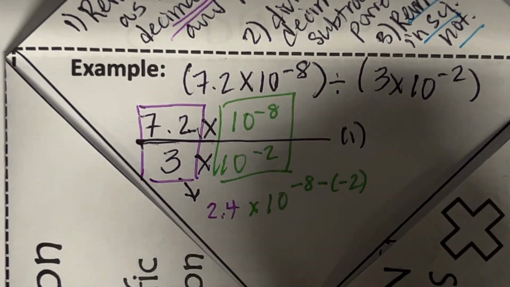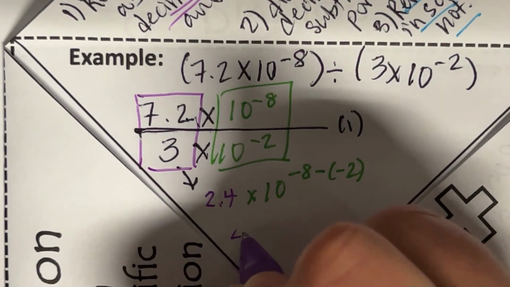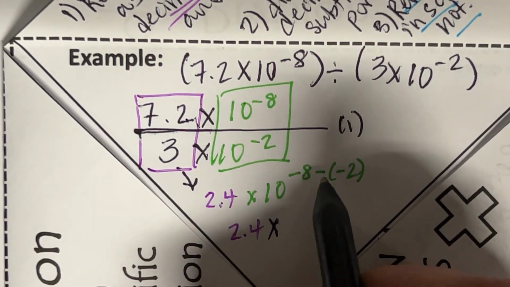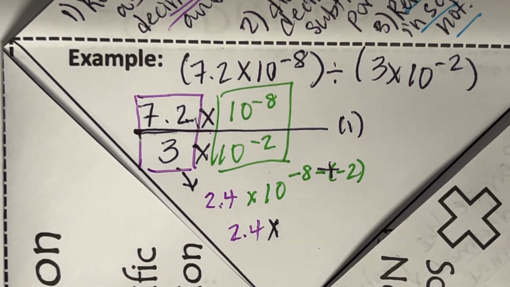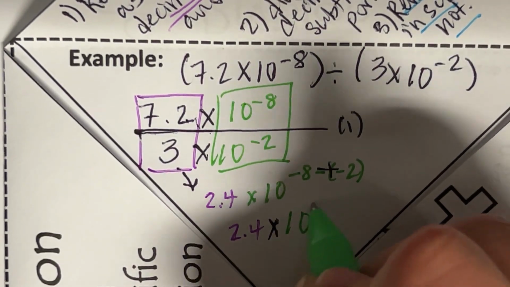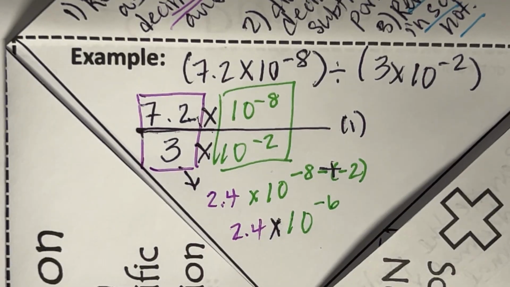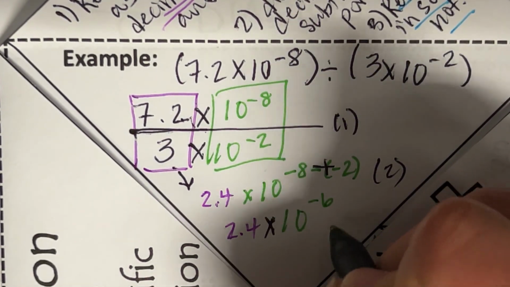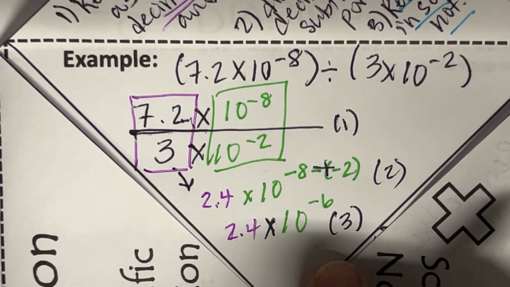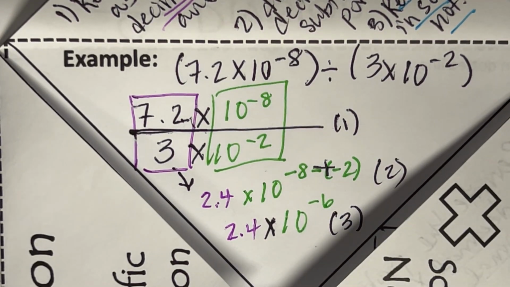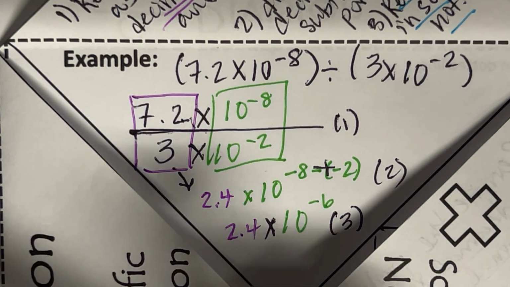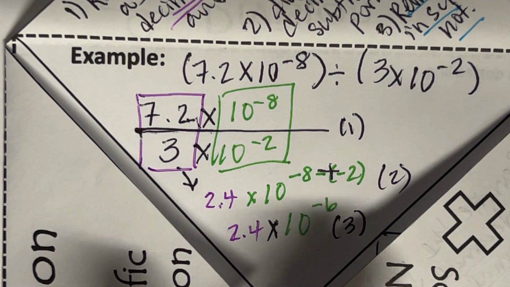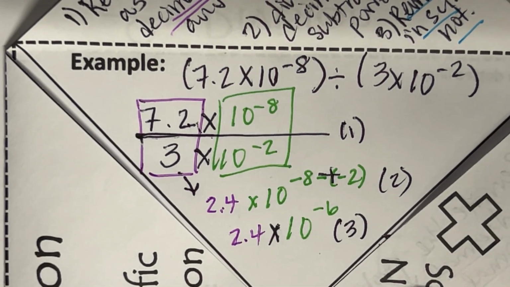So when I do that, I end up with 2.4 times, this minus a negative becomes plus. So I end up getting 2.4 times 10 to the negative 6th when I do the math. What's nice is this right here is step 2, and then step 3 was already done for me. It's already written in scientific notation. Now sometimes with division, it's not written in scientific notation. You might end up with a really small number here where you have to shift your decimal place over. In this case, I didn't have to, but just know that that is sometimes a possibility.